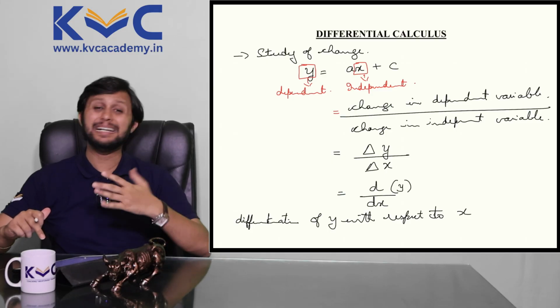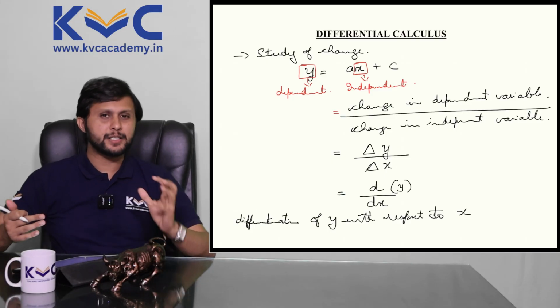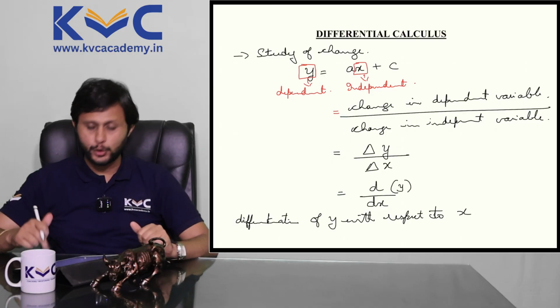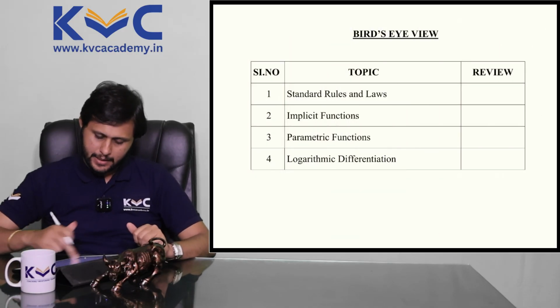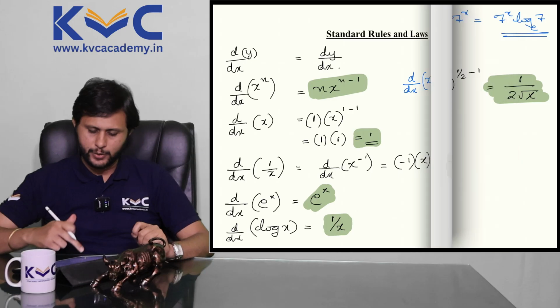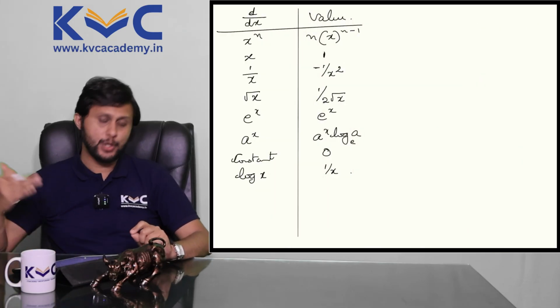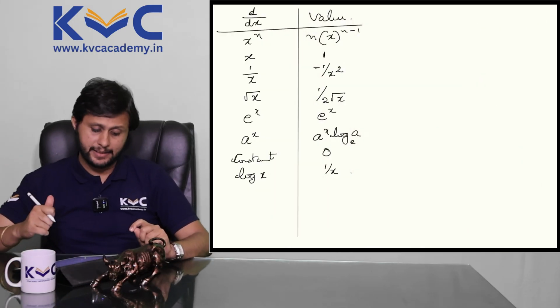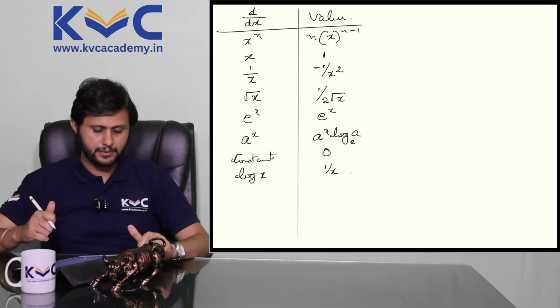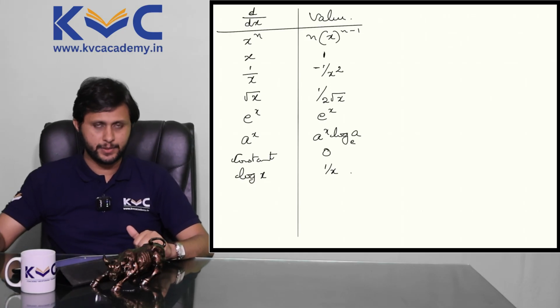We write dy by dx. How do we read it? Differentiation of y with respect to x. Fine. And then we had some standard rules. I'd rewritten those rules, what you have on the screen right now. We had x to the power n, differentiation is n into x to the power n minus 1.